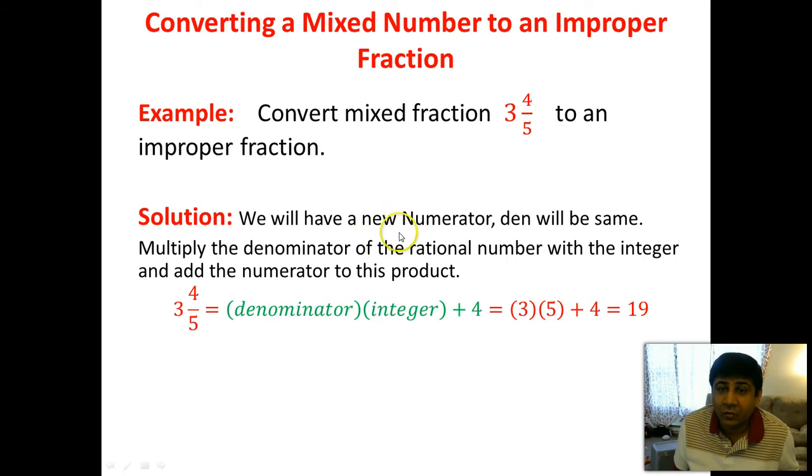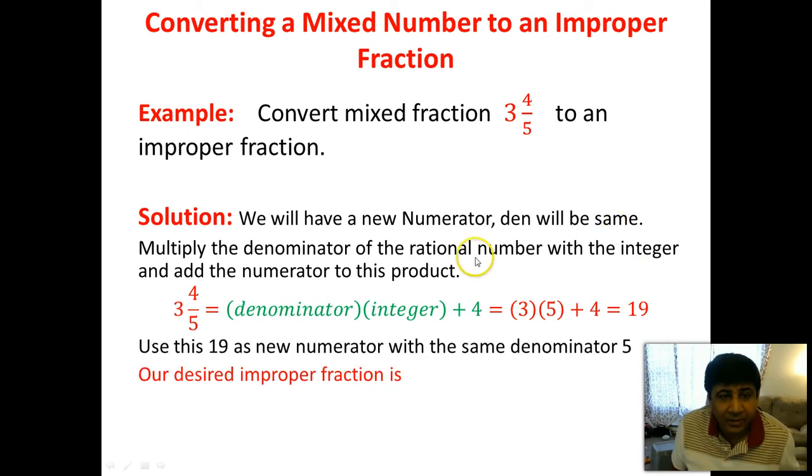As I said earlier, we will have a new numerator and the numerator will be 19, but the denominator will be the same. So use this 19 as your new numerator, and the denominator will be the same, and that will give us our desired improper fraction, which will be top heavy. So this is our desired answer.